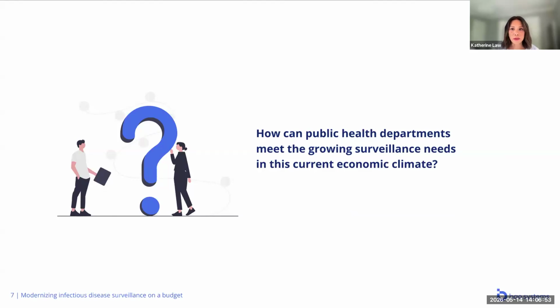So given this, what we want to talk about is how can public health departments meet the growing surveillance needs in this current economic climate? To move forward, we need to transition away from these expensive, isolated tools and toward an integrated open source architecture that prioritizes data quality and real-time action.